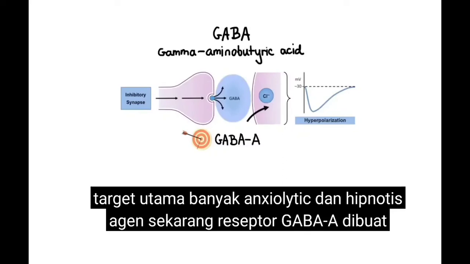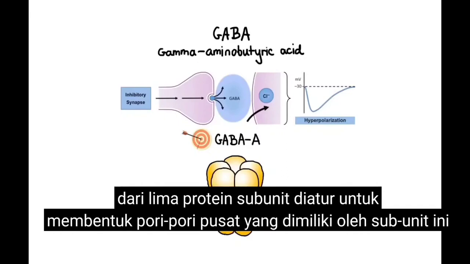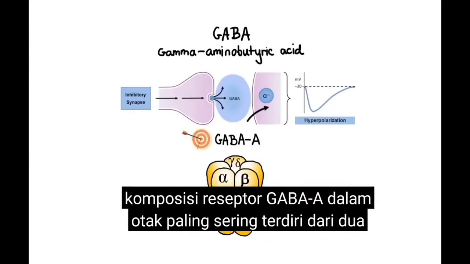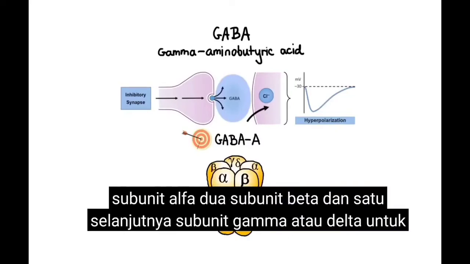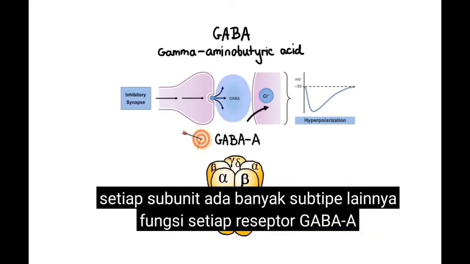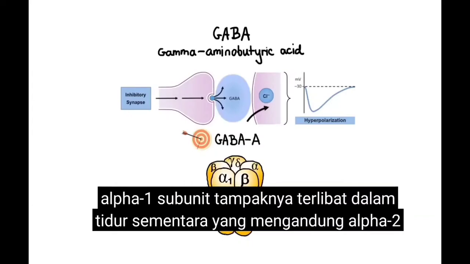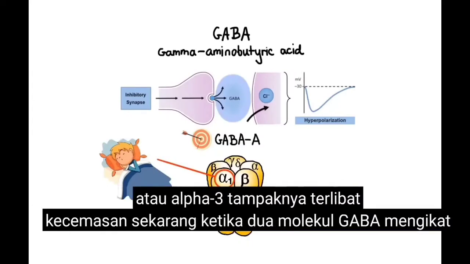Now, the GABA-A receptor is made up of 5 subunit proteins arranged to form a central pore. These subunits have been labeled with Greek letters such as alpha, beta, gamma, and delta. The subunit composition of GABA-A receptors in the brain most frequently consists of 2 alpha subunits, 2 beta subunits, and 1 gamma or delta subunit. Furthermore, for each subunit, many other subtypes exist. The function of each GABA-A receptor depends on which subunit it contains. For example, GABA-A receptors containing alpha-1 subunit appear to be involved in sleep, while those that contain alpha-2 or alpha-3 appear to be involved in anxiety.